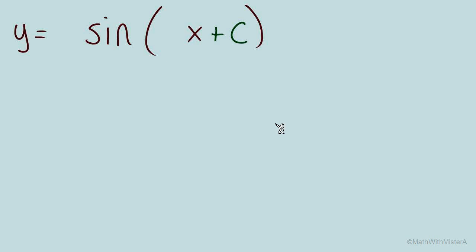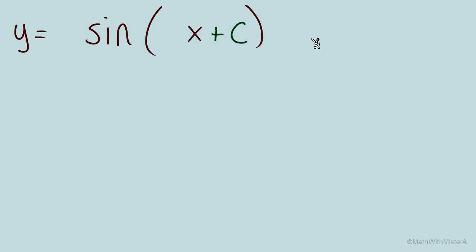Our last transformation, the c transformation, is a constant added to the variable but still inside the function. This is going to be some sort of horizontal change, and since it's addition, it's going to be a horizontal shift to the left or to the right. And if you remember from function transformations earlier, adding a constant actually shifts our graph to the left, and subtracting a constant shifts our graph to the right. Those transformations working on the variable work opposite of what we would expect.